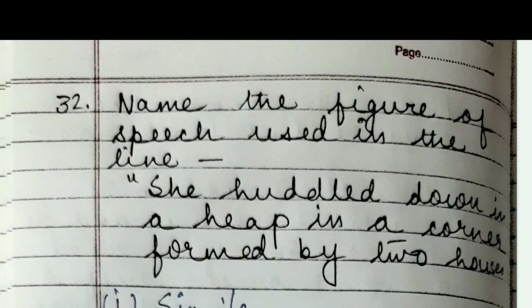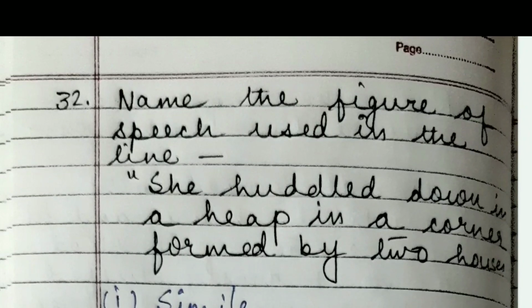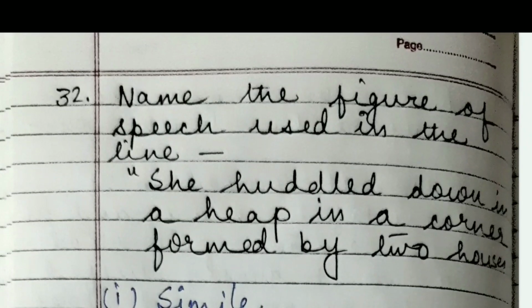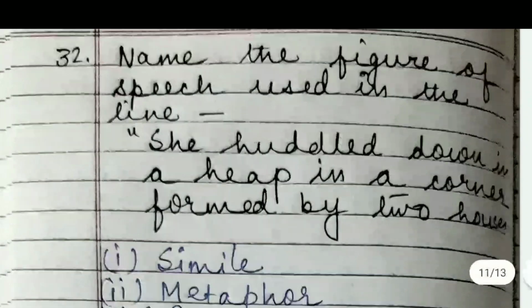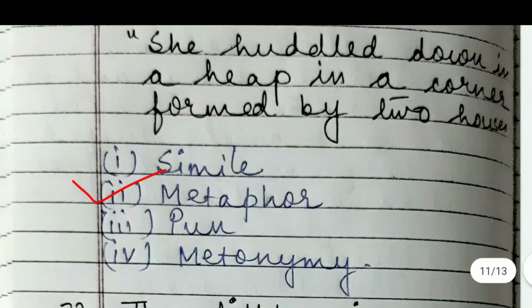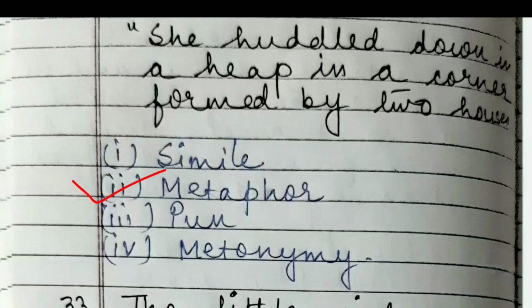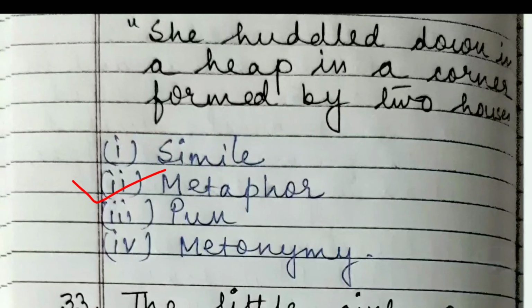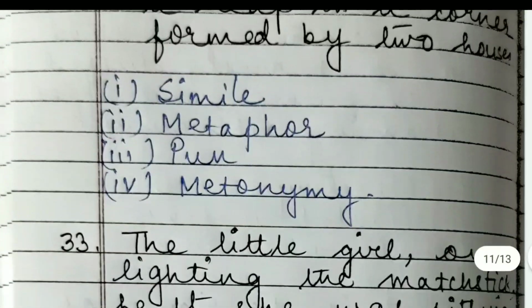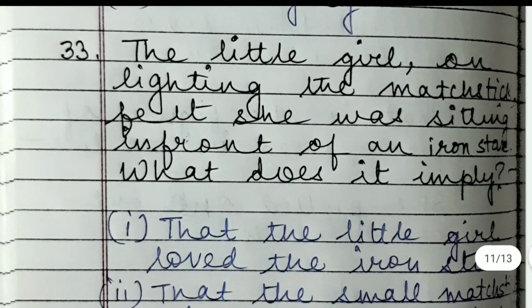Next question, question number 32. Name the figure of speech used in the line, "she huddled down in a heap in a corner formed by two houses." And the options are number 1 simile, number 2 metaphor, number 3 pun, and number 4 metonymy. And the right answer is option 2 metaphor. It is a metaphor because here the girl huddles down in a heap.